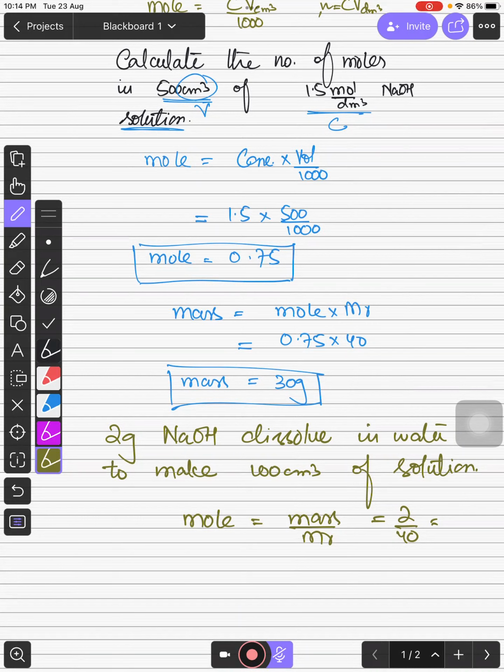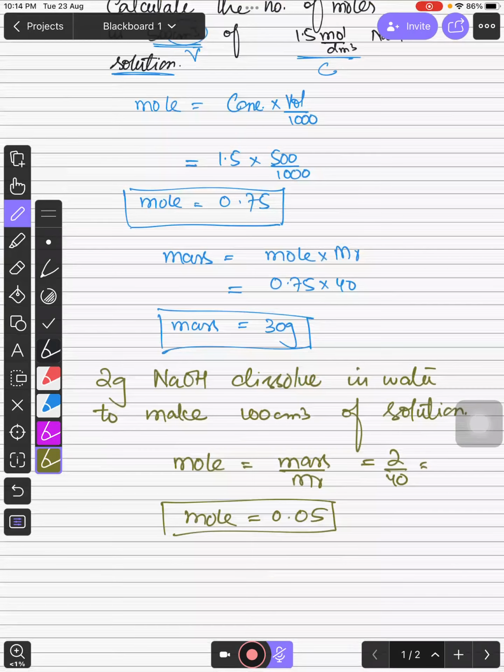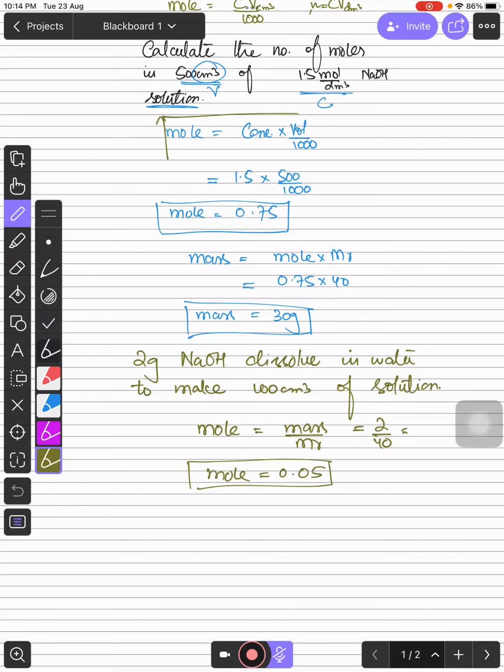0.05, right? So you get the number of moles of NaOH in 2 grams. आपने moles निकाल लिए, जब आपने moles निकाल लिए, you can find out the concentration. अब आप बोलेंगे सर concentration का तो हमें पता ही नहीं है. You can use this formula to find out the concentration.